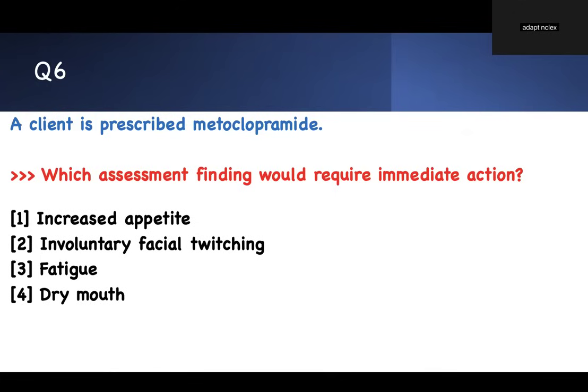Put down your answer. I want you to jot it down and let me know what you think. You can see that number 2, involuntary twitching, is tardive dyskinesia. So those are the side effects associated with metoclopramide. How many answers have you gotten so far? I hope you have 6 out of 6. But if not, this is for you. Watch it multiple times, take notes, and pay attention to these medications because they will show up on your NCLEX.